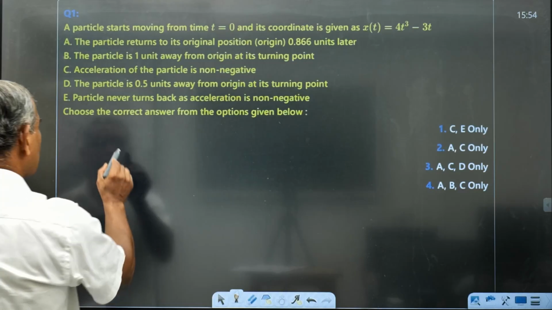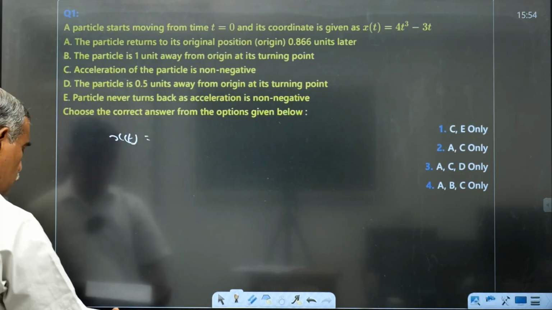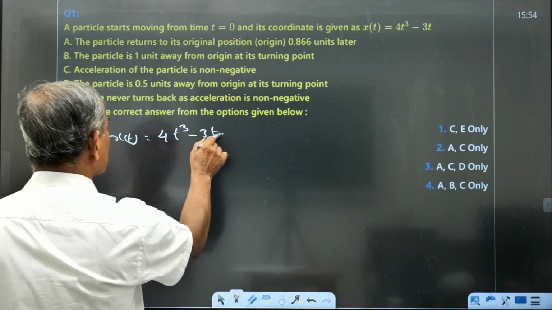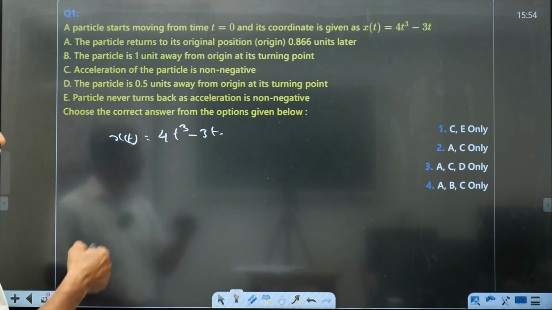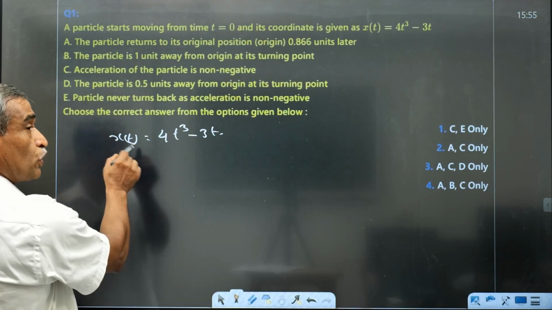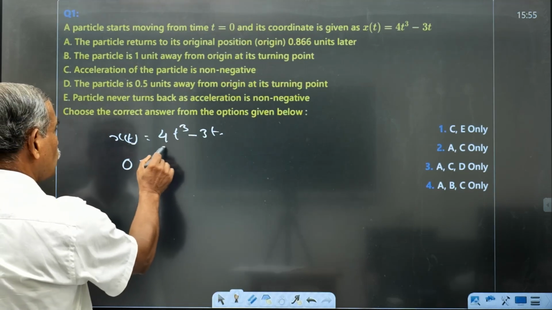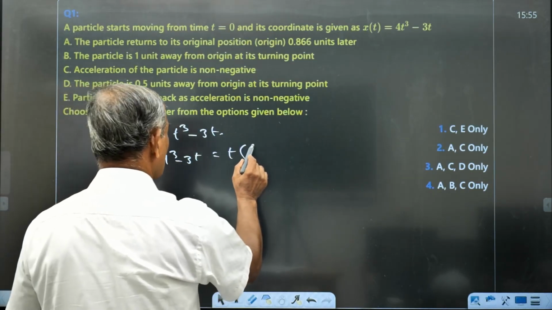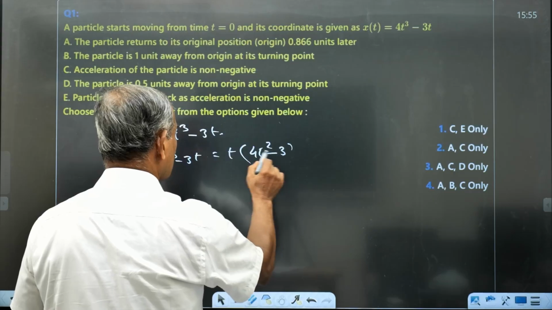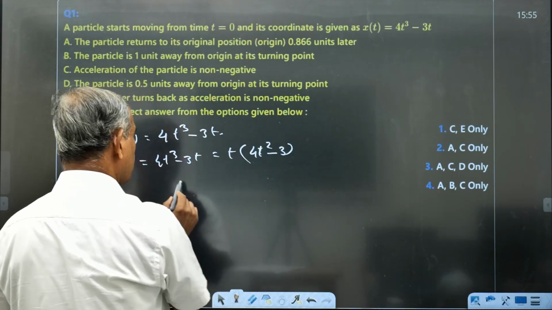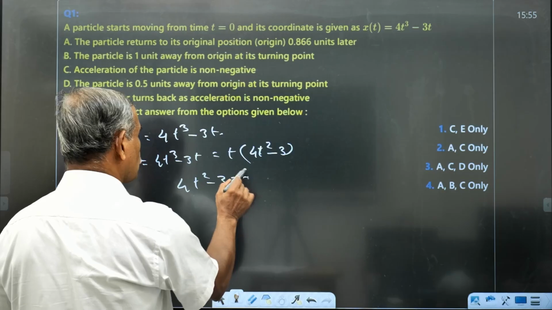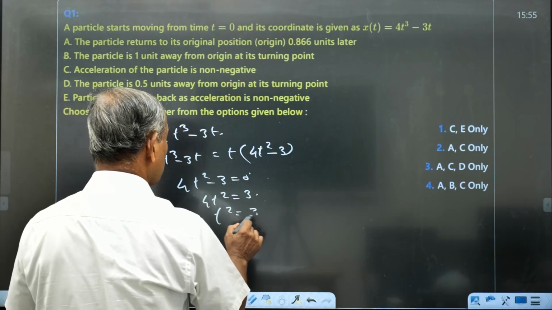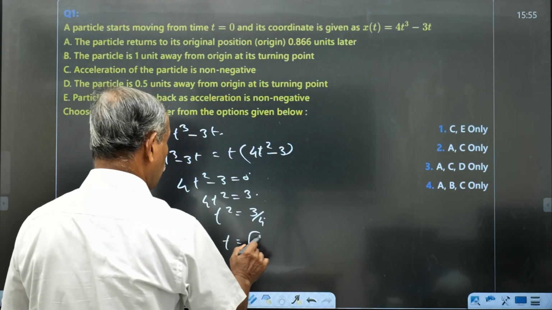Now we are given the displacement equation x(t) = 4t^3 - 3t. When it returns, x(t) is equal to 0, so 0 = 4t^3 - 3t. That gives t(4t^2 - 3) = 0. That means 4t^2 - 3 = 0, or 4t^2 = 3. t^2 = 3/4, or t = root of 3/4.